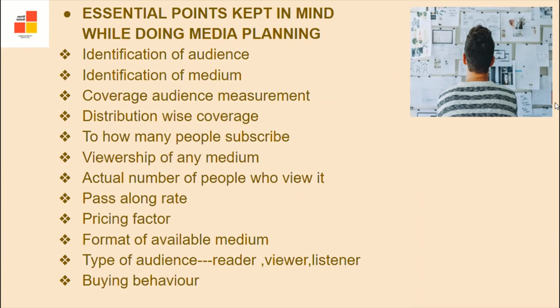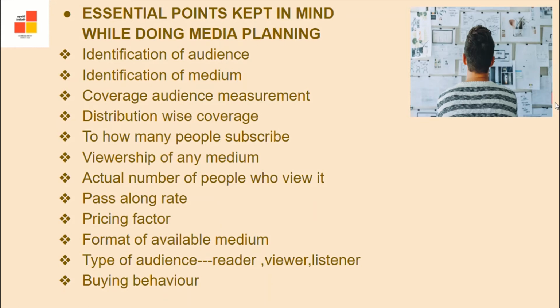What are the essential points which have to be kept in mind while doing media planning? Let's see these essential points. Identification of problem means designing the research plan and collecting the data. Next, identify medium effectiveness. Coverage audience measurement means broadcast media has more impact on audience than a print media. Distribution and coverage of media. Viewership of medium. Pass along rate means number of people who read the print medium in addition to actual buyers. Rating points means percentage of communication of average area.